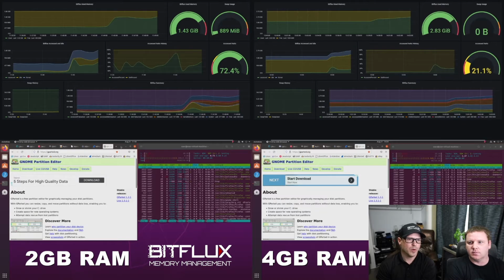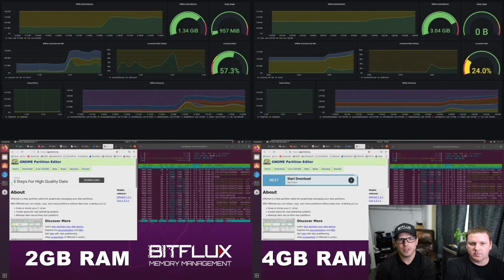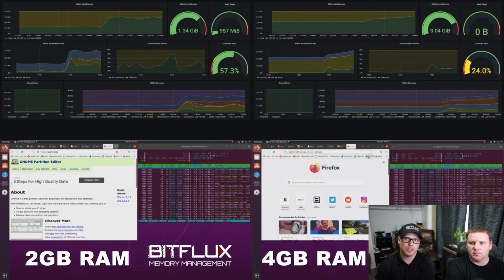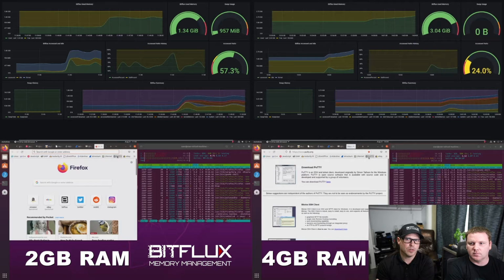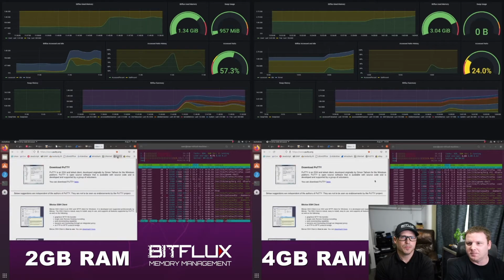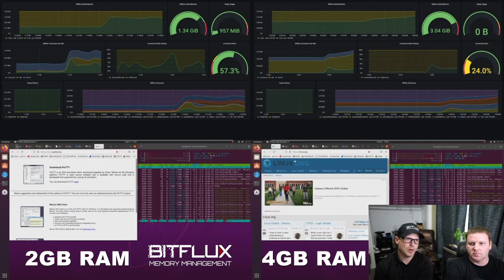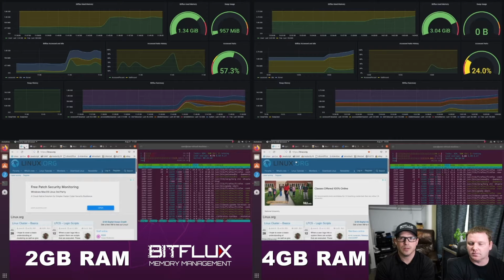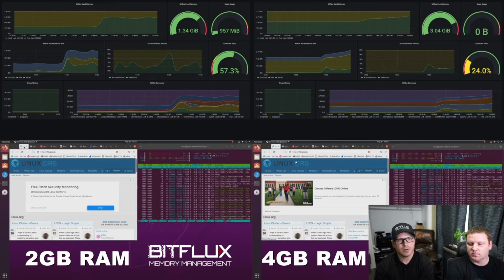I think at this point in the video, we've opened what looks like 9 windows, so we're getting close to opening the next browser instance. But you can see that Bitflux used memory is at 1.34 gigs, and the used memory on the standard side is 3 gigs. Which I thought was curious, because Bitflux has 2 gigs and the standard system has 4. Is there a reason why used memory is higher on the standard side?